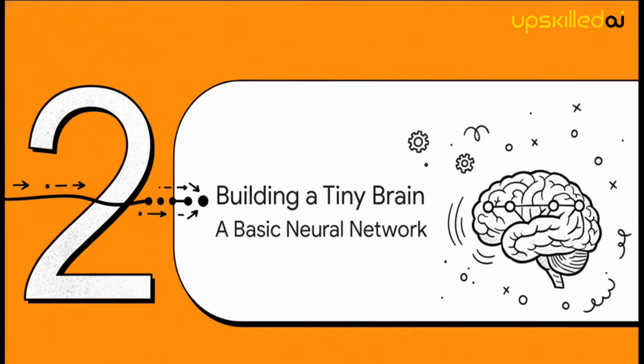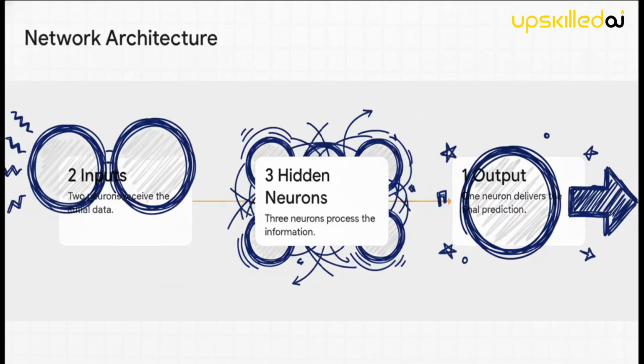But now let's level up. Let's take that same core idea and build something way more powerful. We're moving from a single line to a tiny artificial brain, a basic neural network. So here's our simple blueprint. Think of it like a little assembly line.